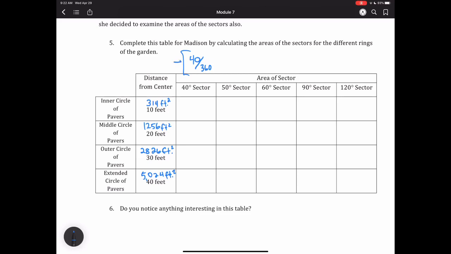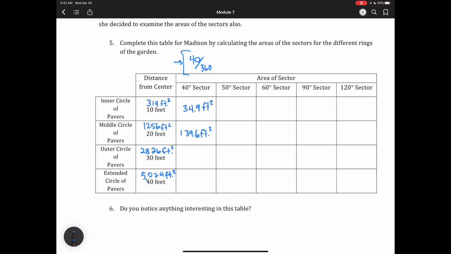Now we're going to find the area of the sector, the 40-degree sector. We're going to take the fraction of the circle that we're working with and multiply it by the total area. So we will take 314 times 40 divided by 360, and that is 34.9. Then we will take 1256 times 40 divided by 360, and that is 139.6 feet squared. Let me keep those units together.